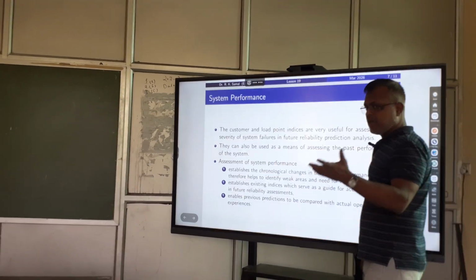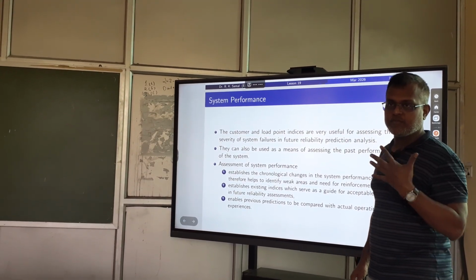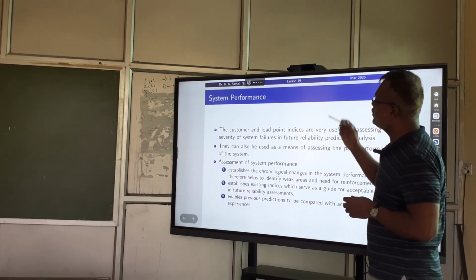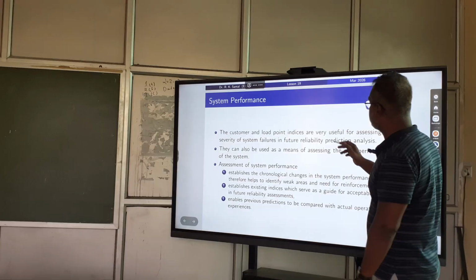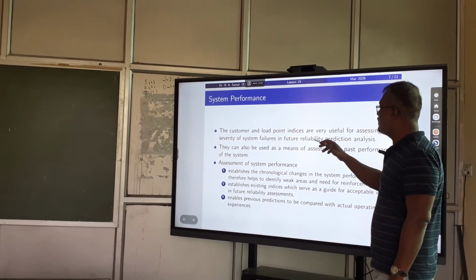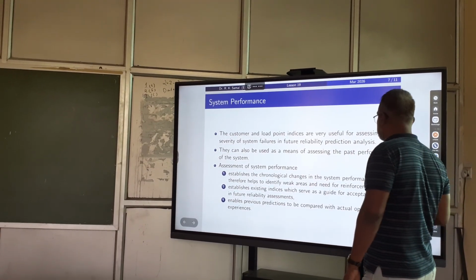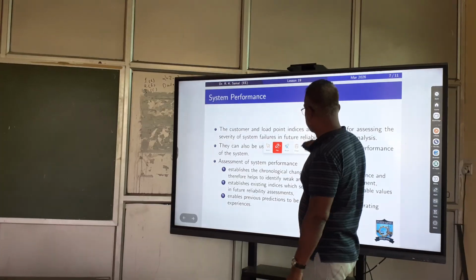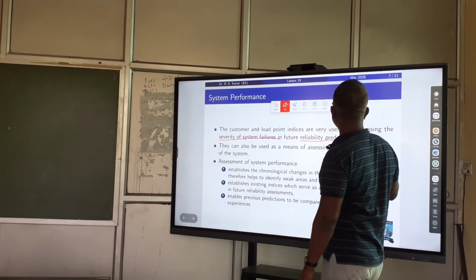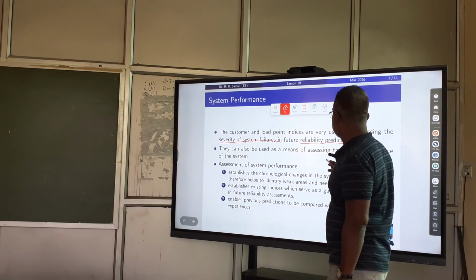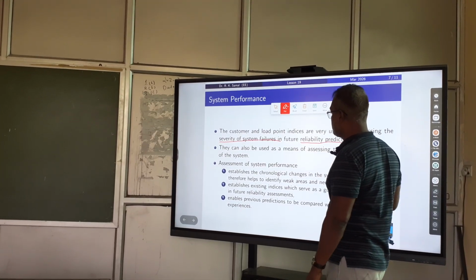Next, based on these indices, customer load related indices, we are going to estimate system performance. So customer and load point indices are very useful for assessing the severity of the system failures. And for future prediction analysis, this can also be used to assess the past performance.